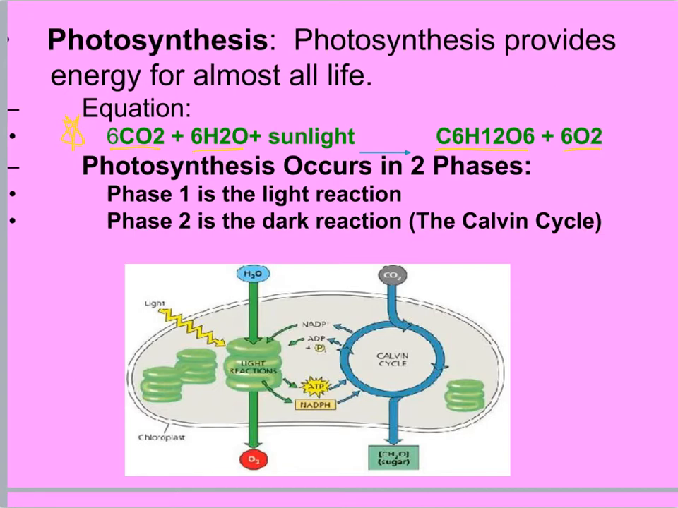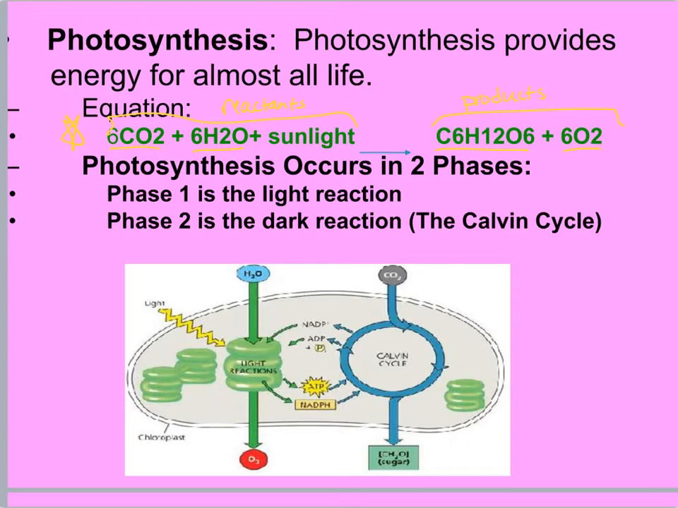So these things on the left are going to be your starting reactants. These things on your right are what you end with, so they're going to be your ending products. Make sure you're able to answer what the reactants and products are for photosynthesis.